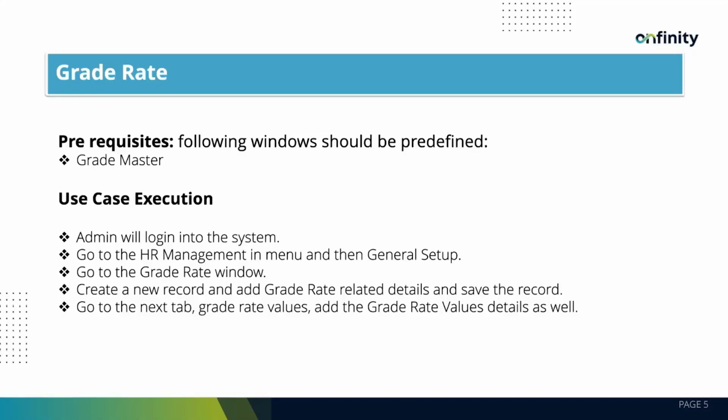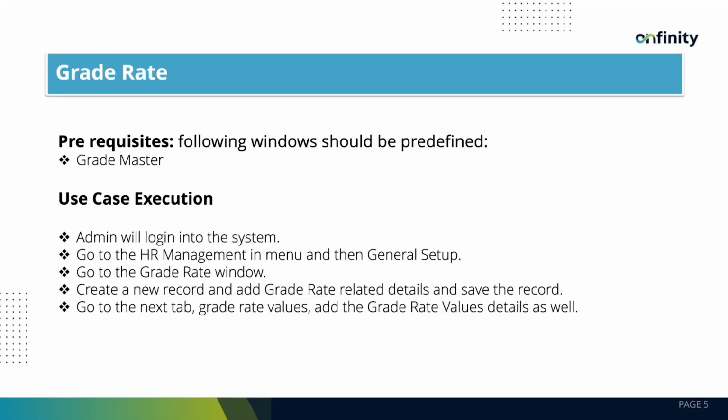To execute this use case, you will log into the system as an admin, navigate to the menu, then go to HR Management. Select General Setup, and then open the grade rate window. Click Create New Record to begin adding grade rate details. Enter the relevant information, and then save the record. You will then navigate to the next tab labeled Grade Rate Values. Click Add or Create New to define the specific salary range values for the selected grade, for example, the minimum and maximum pay. Once all values are entered, save the record to complete the process.